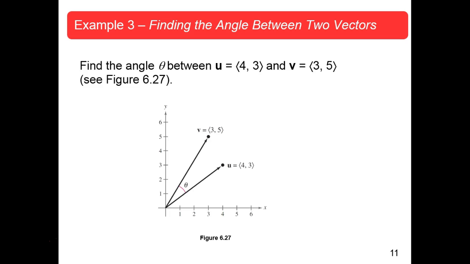So U is the vector 4, 3, and V is the vector 3, 5. Shown here, both being in the first quadrant, because all your components are positive. The angle theta is a pretty small angle here, apparently anyway. So let's see what that angle is. According to the last definition, how do we begin?